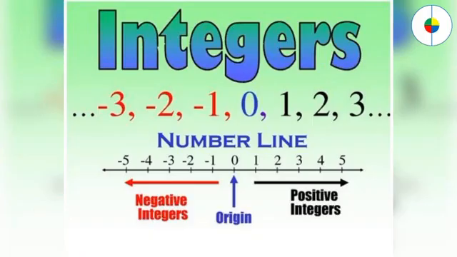If you can understand negative numbers, the next concept is integers, which are all whole numbers and their negative counterparts, like -5, -4, -3, -2, -1, 0, 1, 2, 3, 4, 5, etc.